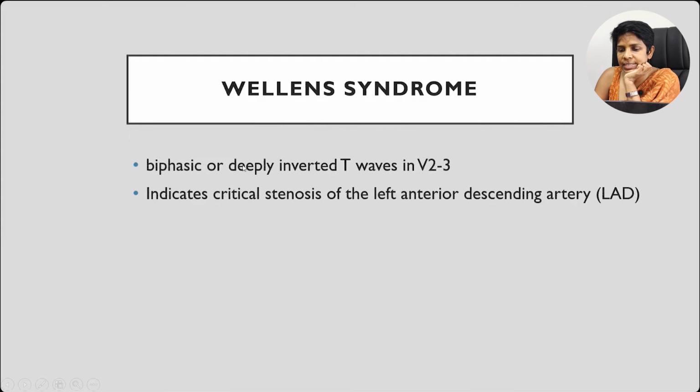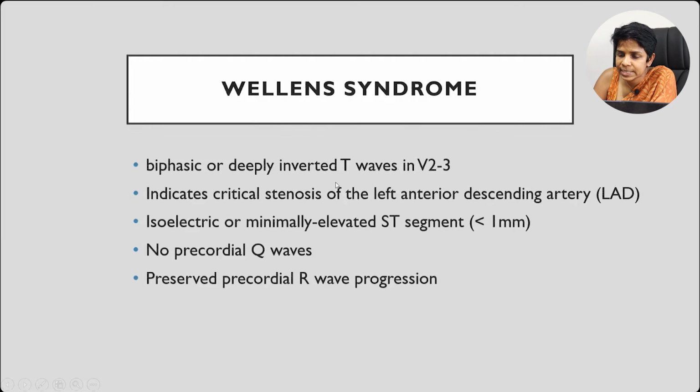It can be biphasic or deeply inverted T waves, and it indicates, please remember, critical stenosis of the left anterior descending artery, which is a very important artery in the anterior wall of the left ventricle. So detecting this ECG pattern is very important, so the patient can be sent for coronary artery interventions early.